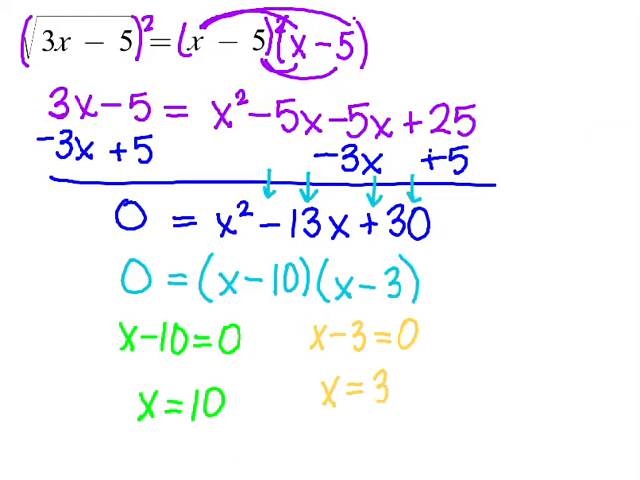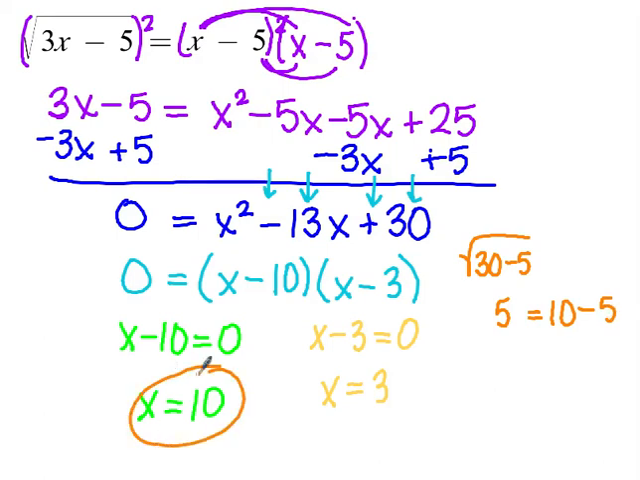The first one I'm going to try is the 10. What's 3 times 10? So I've got the square root of 30 minus 5, which is the square root of 25, which is 5. Does that equal 10 minus 5? Yep, so there we go. 10 is a solution. Now what's 3 times 3? 9. So I've got the square root of 9 minus 5. What's the square root of 9 minus 5? The square root of 4, which is 2.